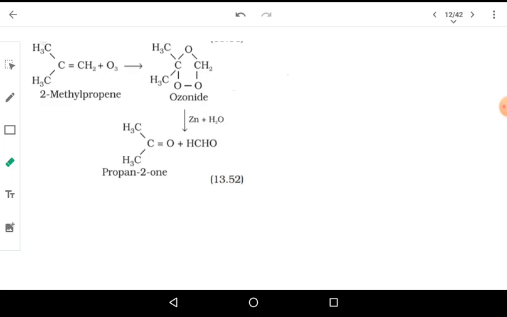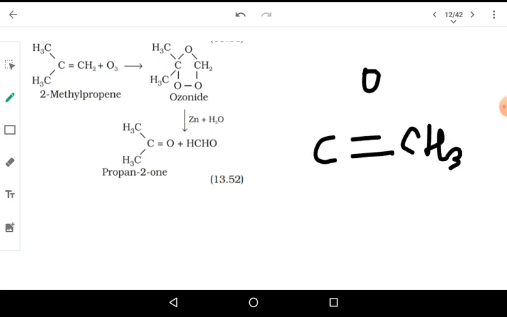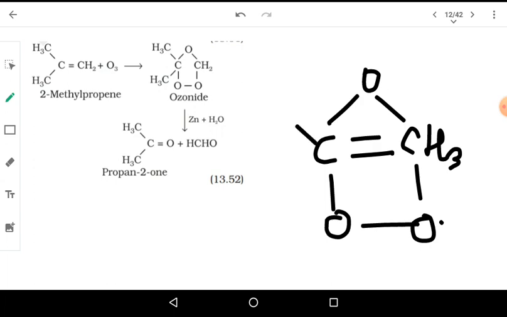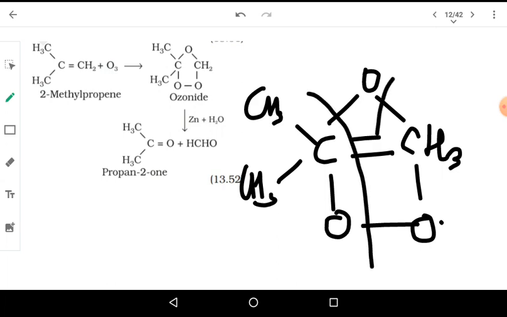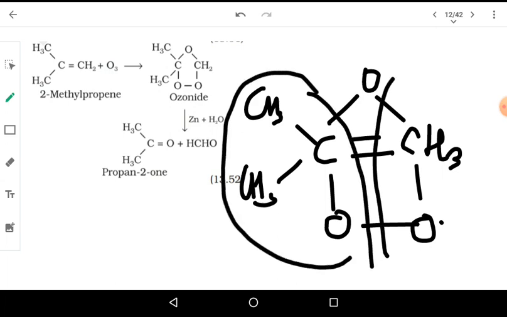Let us take another example. This is 2-methyl propene. 2-methyl propene is undergoing the process of ozonolysis. So here also we have to put the oxygen one above the double bond, one below the left side carbon, one below the right side carbon, and form an ozonide. And here we have a CH3, and here we have a CH3 again. We are going to cleave the bond from the roof to the base again, and here we have a ketone.